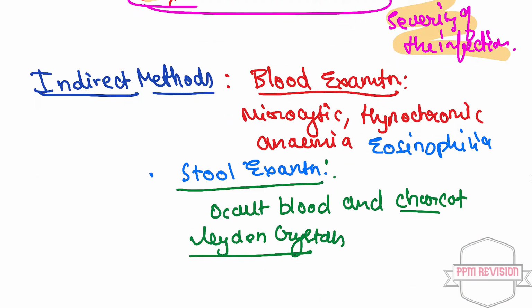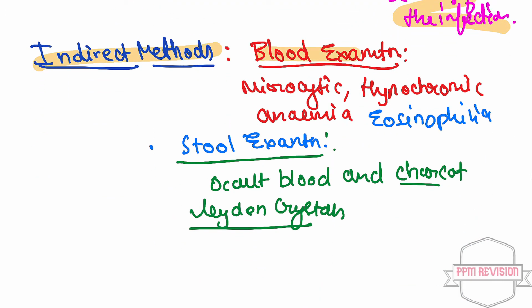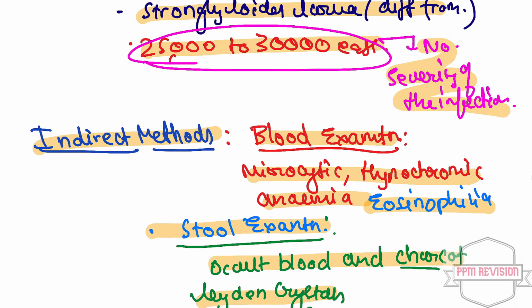The indirect methods include the blood examination. We are able to see a microcytic hypochromic anemia as well as eosinophilia. And the stool examination contains occult blood and Charcot-Leyden crystals. This is a very important MCQ. Charcot-Leyden crystals are present in cases of Ancylostoma duodenale. So we have come to the end of Ancylostoma duodenale.